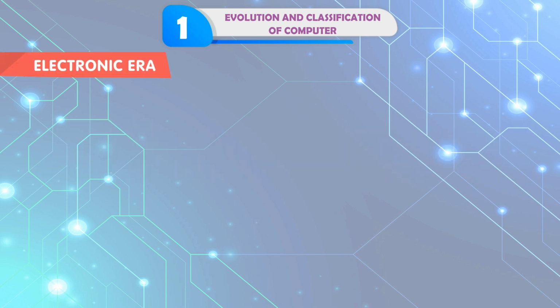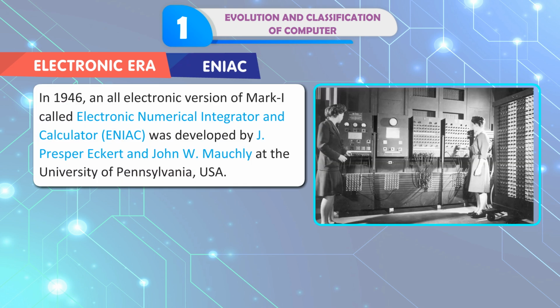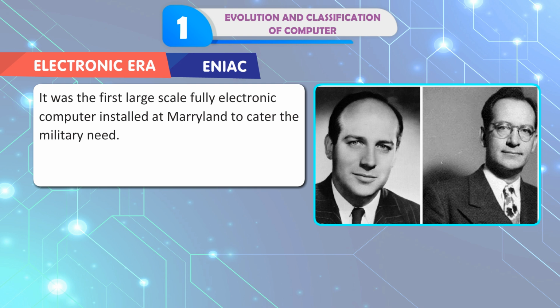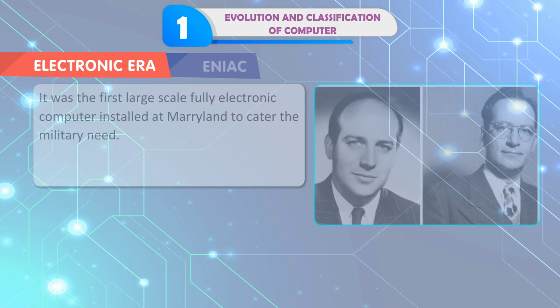Electronic era. ENIAC. In 1946, an all-electronic version of Mark I, called Electronic Numerical Integrator and Calculator, ENIAC, was developed by J. Presper Eckert and John W. Mauchly at the University of Pennsylvania, USA. It was the first large-scale fully electronic computer installed at Maryland to cater the military need.